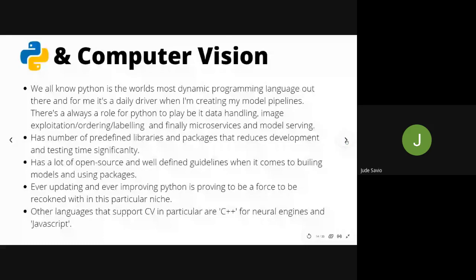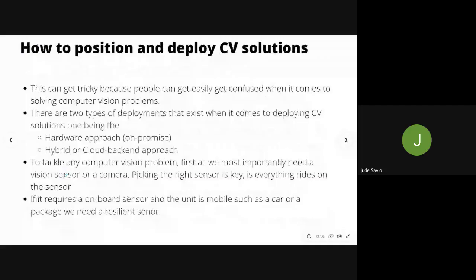To approach a CV engineering problem. As I said in my first point, this can get very tricky and people get confused when it comes to solving computer vision problems. There are two types of deployments that exist when it comes to deploying a CV solution, at the high level. One would be a hardware approach, which can be on-premise, just like our Tesla cars, and another would be the hybrid or a cloud backend approach.